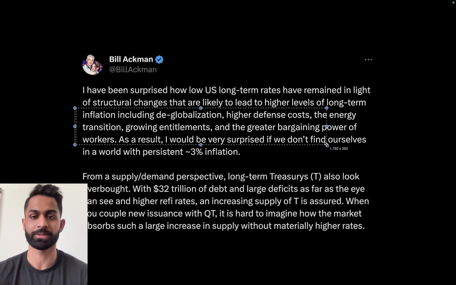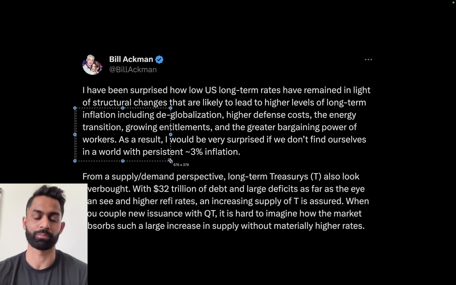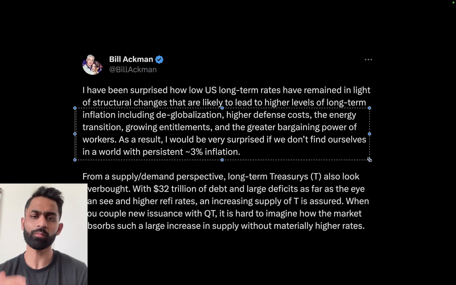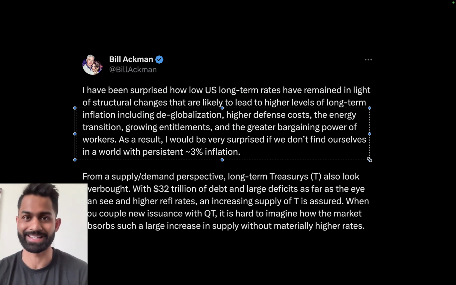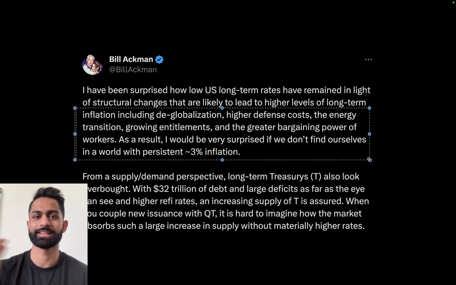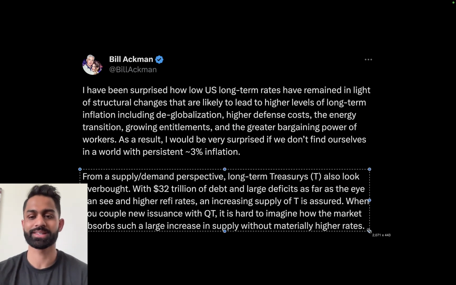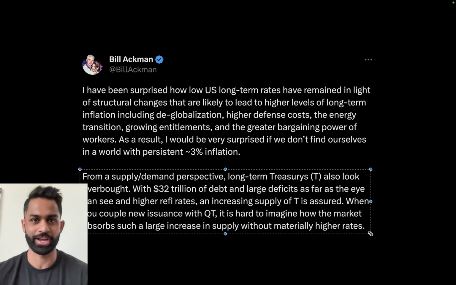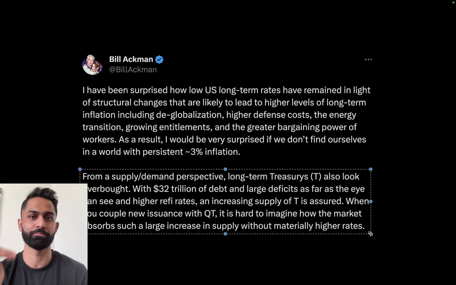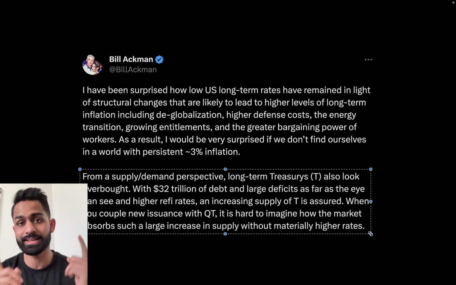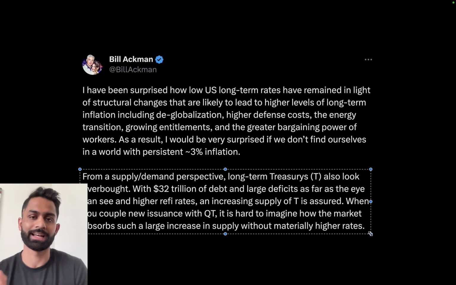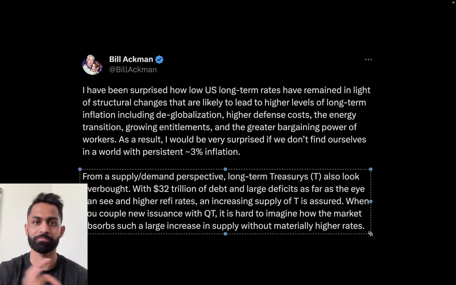And as a result, I would be very surprised if we don't find ourselves in a world with persistent 3% inflation. And of course, right now the headline ticked back higher to over 3.2%, right? So we got the inflation numbers yesterday. Headline ticked back higher to 3.2, and core is still sitting at 4.7%. And this is specifically something we have talked about on the channel. I have explicitly mentioned the supply-demand imbalance with respect to treasuries and the auctions that we're seeing at the moment. In fact, 6 hours ago, Reuters even reported that the demand for long-term treasuries has been very weak, and for those reasons, we're seeing the yields move back higher.